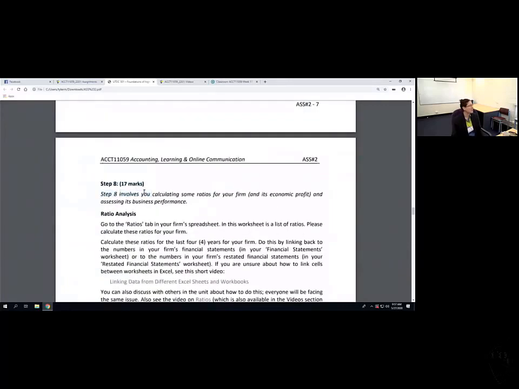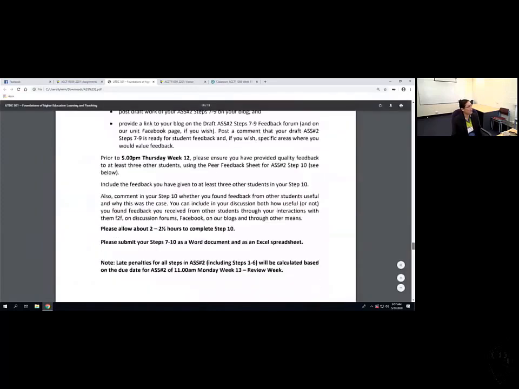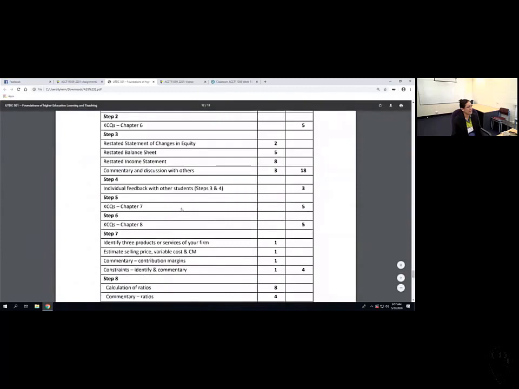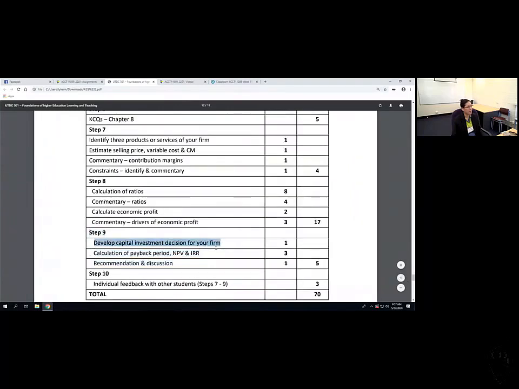Okay, so I don't think step 9 will be your doozy. Step 9 is quite straightforward. If you go to the actual marks that are allocated for step 9, which is right near the end of the assignment, you'll see what I just said. You get 5 marks, you get 1 mark for developing that capital decision for your firm, you get 3 marks for calculating, which I'll show you how to do in Excel.